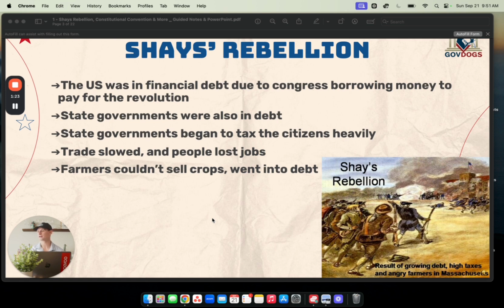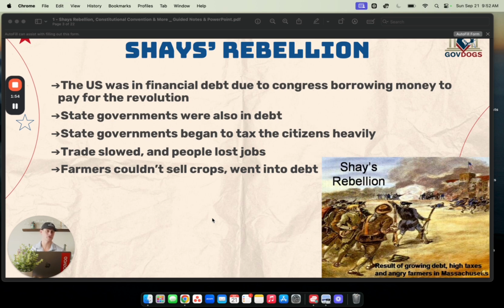So what does any good government do when they need more money? Yes, you're right. They raised taxes, okay? So state governments began to tax the citizens extremely heavily, all right? Now, if you know anything about economics, when you tax a business, that sucks the business dry of extra money that could be used to grow their business, right? So if you're paying more of your income to taxes, you have less stuff to produce, you have less stuff to trade, you have less money to make because you have less stuff, all right? So it kind of starts a chain reaction here.